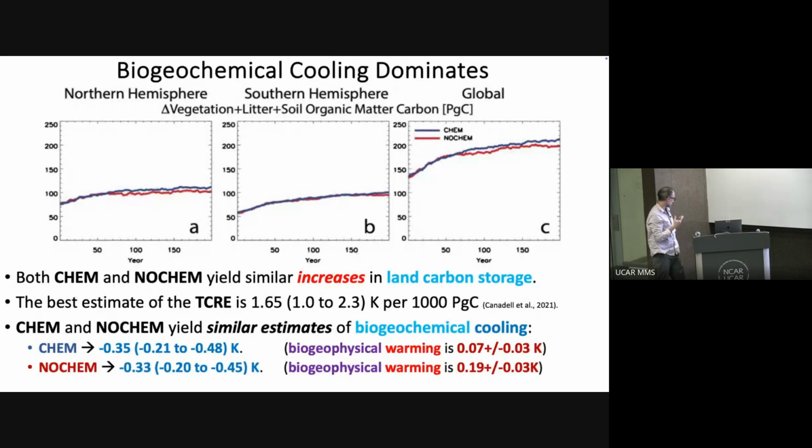We can then use the transient climate response to cumulative emissions to estimate the corresponding biogeochemical cooling effect. And we find that chem gives a cooling effect of minus 0.35 K, and no chem gives something similar. So overall, the biogeochemical cooling effects are dominating relative to the biogeophysical warming.